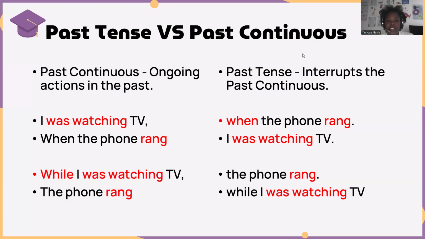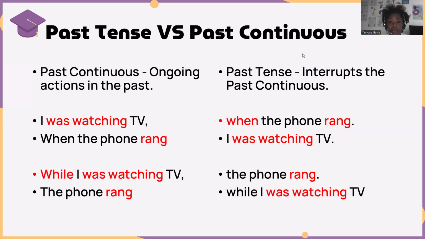Past tense versus the past continuous tense. How do we use them? Well, we know that the past tense is a completed action in the past. We know that the past continuous tense is an ongoing action during a period of time in the past, okay? How do we use them when we're using both these tenses in the same sentence?